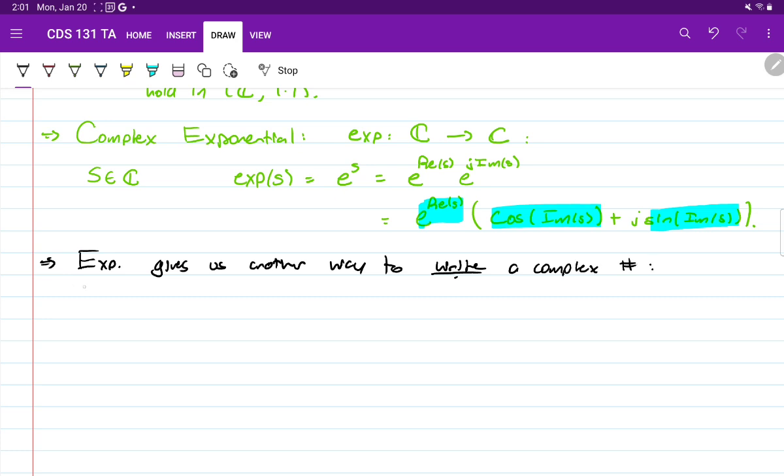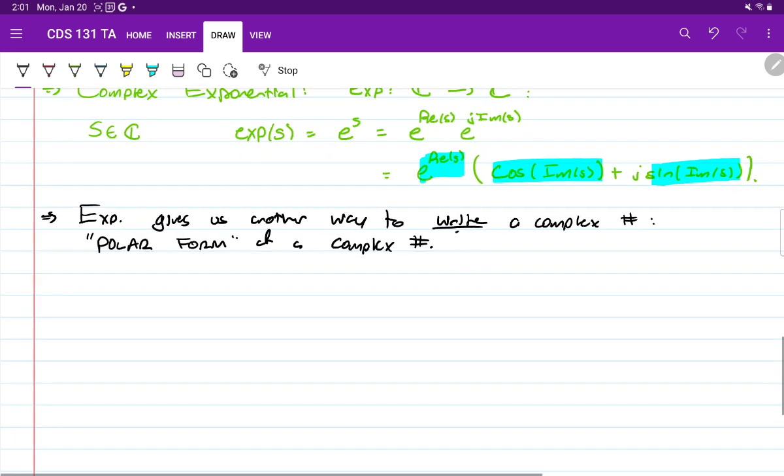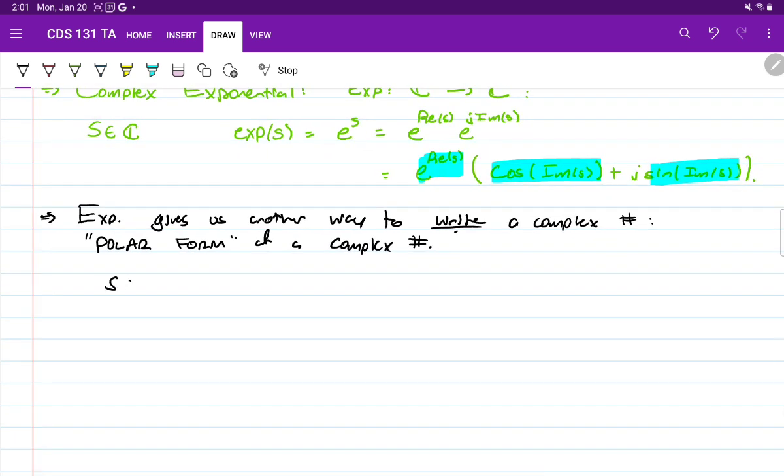Okay? And this is sometimes referred to as the polar form of a complex number. We'll see the reason for this in a moment. So if I take a variable s in C, then I should be able to write it as s equals r times e to the j times theta, where r is greater than or equal to 0, and theta belongs to the set [0, 2 pi).